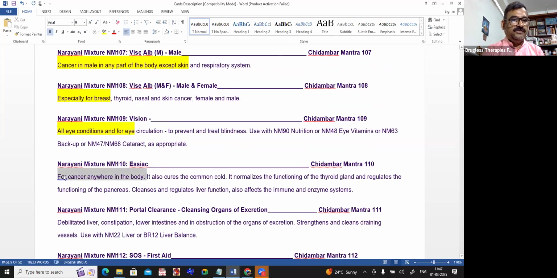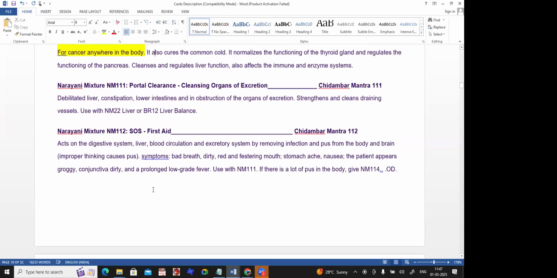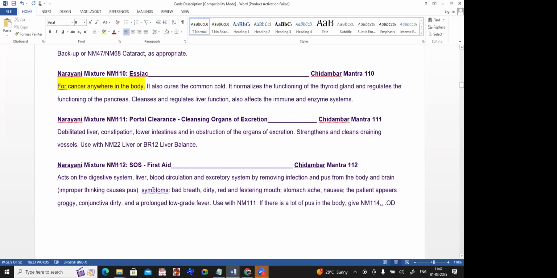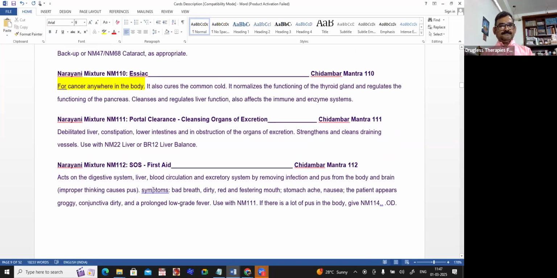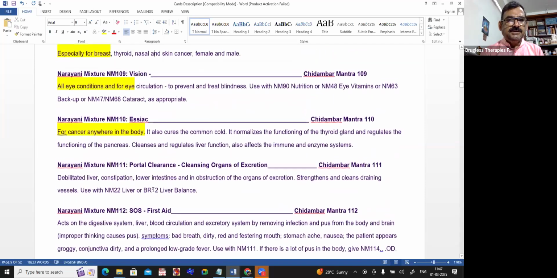This is the most important for any cancer. Any cancer, this is a must remedy. Portal clearance. But it says it also cures the common cold. Yes, can we give it for common cold also? Yes, you can give it. This is made up of 3 herbs. So you can give it for common cold also.